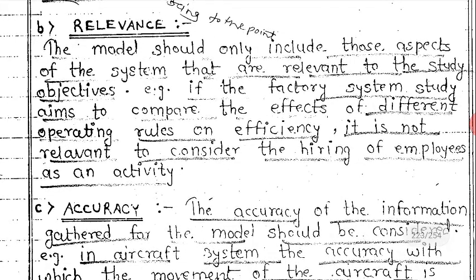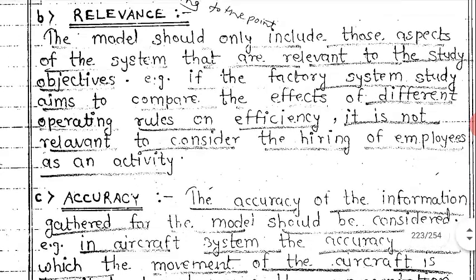The second one is relevance. The model should include those aspects of the system which are relevant to the study objectives. If we set some objectives for building a system, then for whatever purpose we are going to build that model, we will stick with those objectives only.